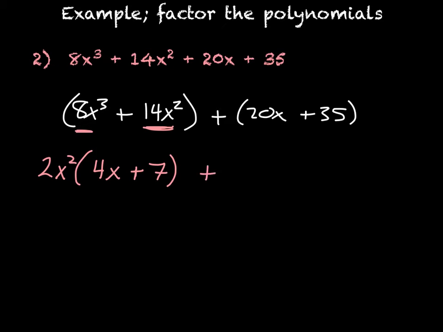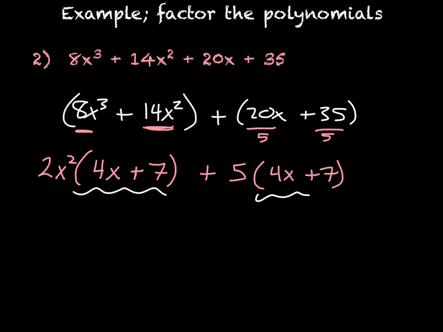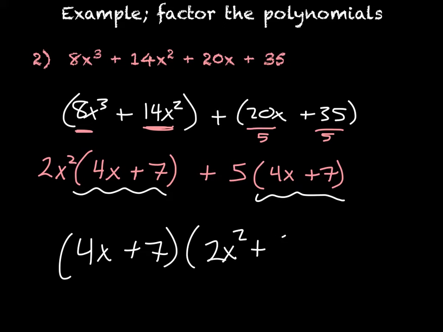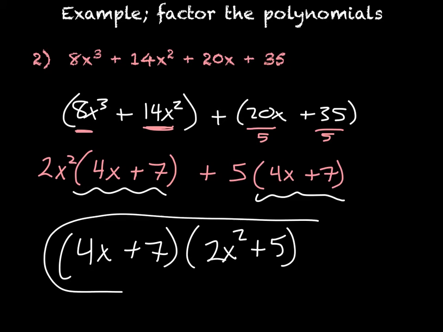And my next part, what can I factor out here? I could take a 5 out of both of those because they're both divisible by 5, and that's it. So 4x, 35 divided by 5 is 7, plus 7. And we know we must have done it right because these two are both the same. So I'm going to pull out the 4x plus 7, leaving me with 2x squared plus 5. And that would be your final answer.